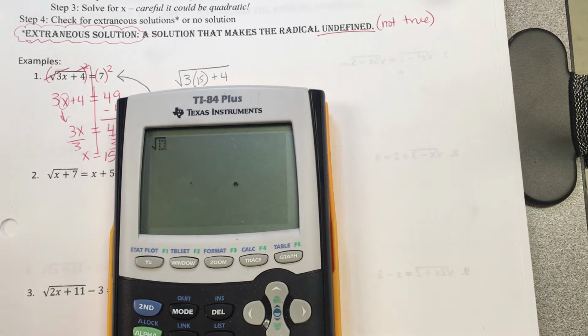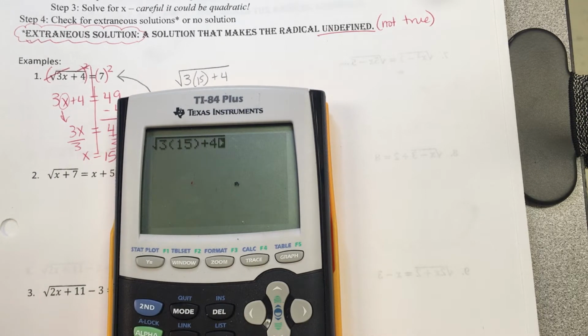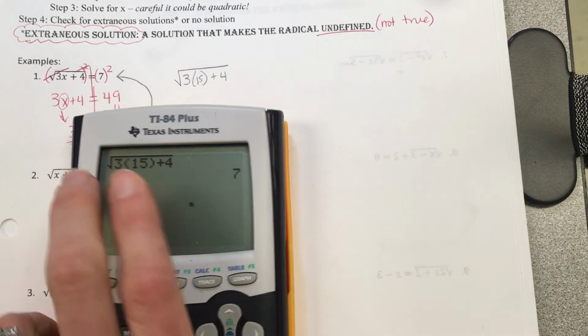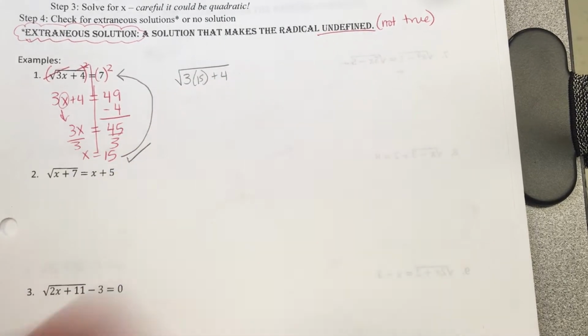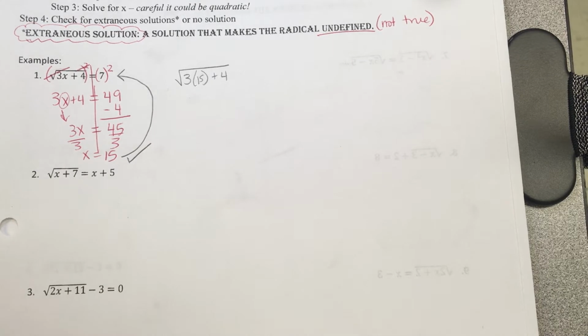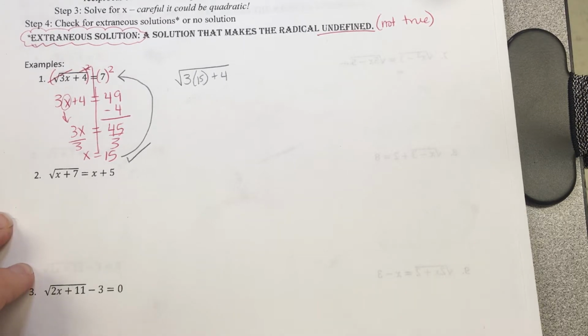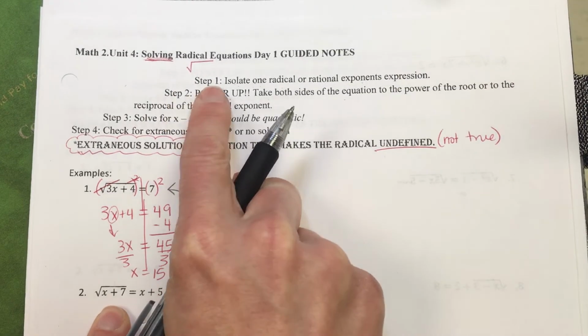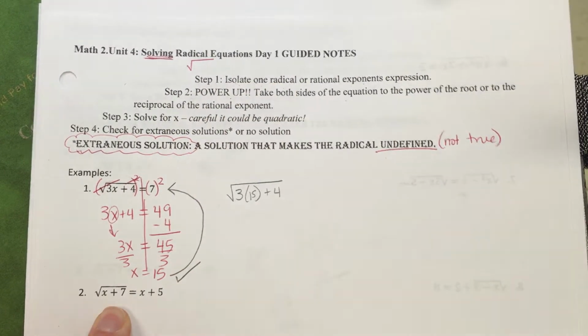All right, square root of 3 times 15 plus 4, and press enter. Do you get 7? Yes. Okay. So I'll put a little check next to that to know that it works, okay? So that's the answer to that one. Okay, questions? Okay, number 2, let's go back to step 1, isolate one radical.